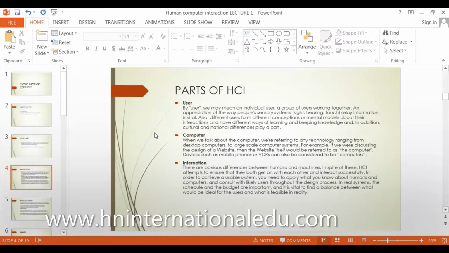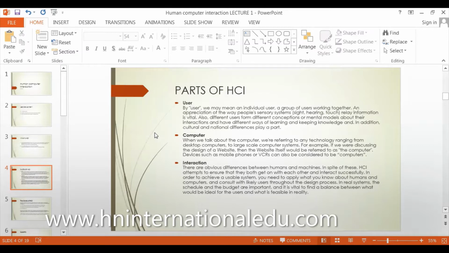In order to achieve a usable system, you need to apply what you know about humans and computers and consult with likely users throughout the design process. In a real system, the schedule and the budget are important, and it is vital to find a balance between what would be ideal for the user and what is feasible in reality. Whenever we want to design anything, we make its feasibility report. In the feasibility report, we see what the ideal conditions are, how good we can create this system, but keeping ourselves in a limited budget.